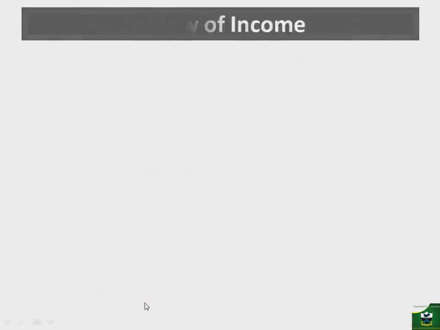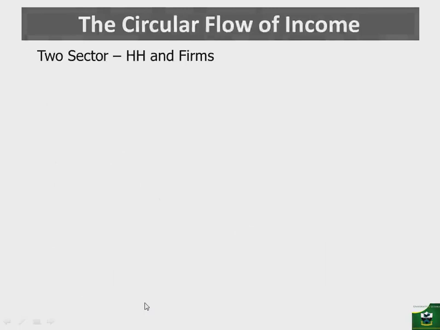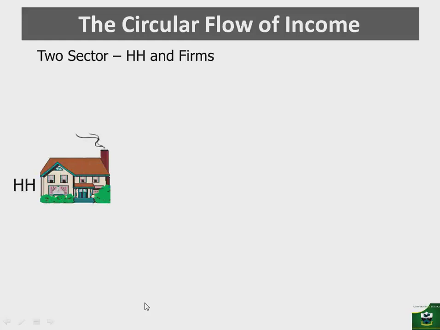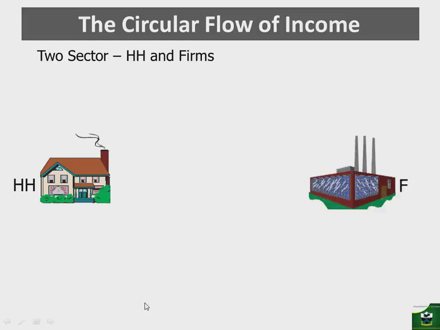Okay, so let's look at the circular flow of income. Let's begin by looking at a two-sector model where we only have the households and the firm. On the left-hand side, we can have the households. Households are responsible for supplying different factors of production to the firm. On the other hand, we will have the firm, which is responsible for producing different goods and services that are consumed by the household.